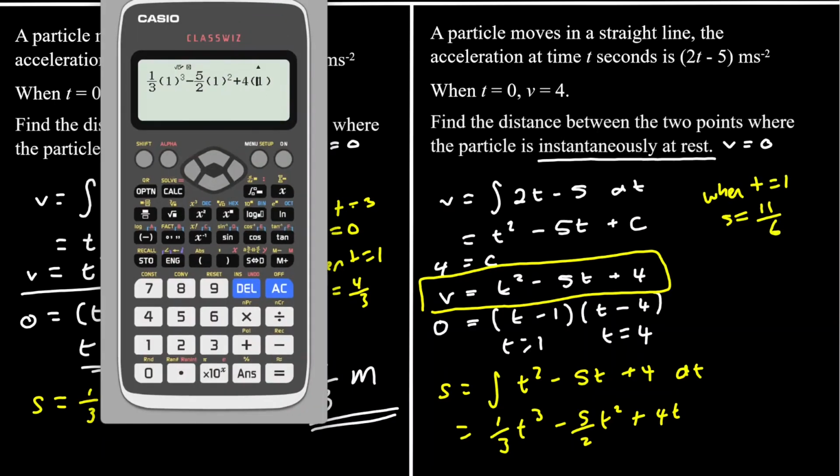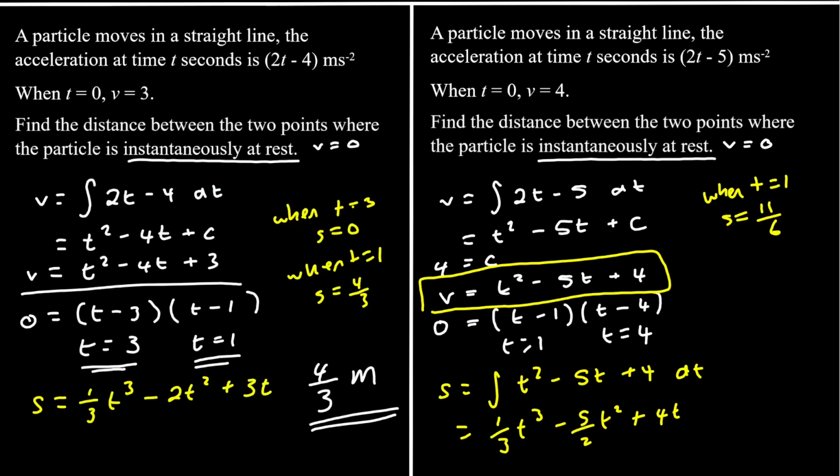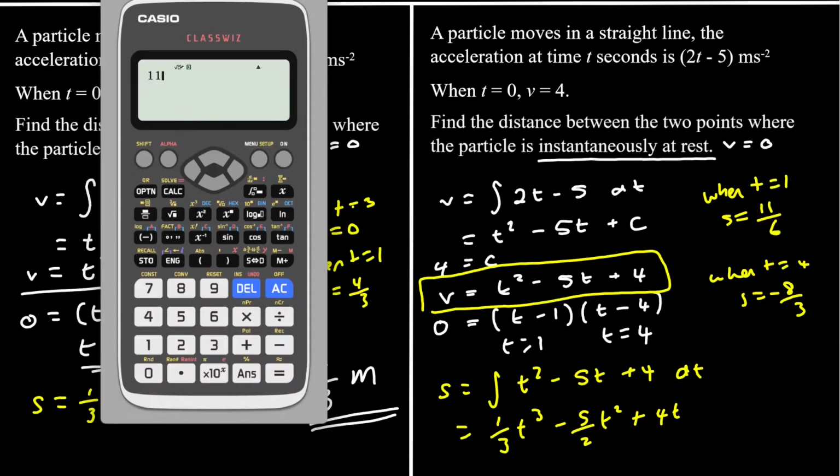When t is 4, I've got minus 8/3. So when t equals 4, the displacement is minus 8/3. So what's the distance between 11/6 and minus 8/3? 11/6 minus 8/3 is 9/2, or 4.5 meters.